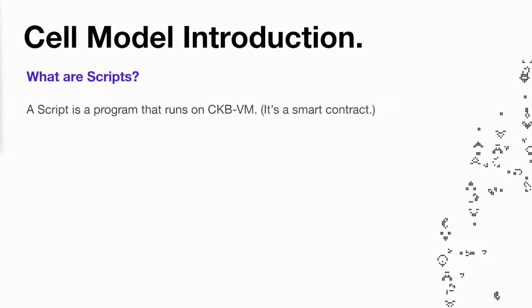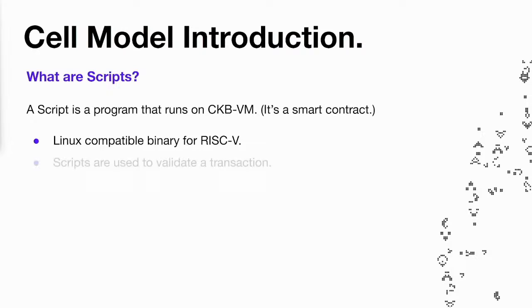Okay, what are scripts? A script is a program that runs on CKB. It's a smart contract. I'm going to go through this rather quickly because you probably won't really be building scripts in this hackathon. You're probably just going to be working with CKBull's tooling. So a script is a Linux compatible binary for RISC-V, right? CKB is just emulating hardware. You could take a compiled script, a compiled smart contract, put it on a Linux computer that has a RISC-V processor, and just run it over there. It's the exact same thing.